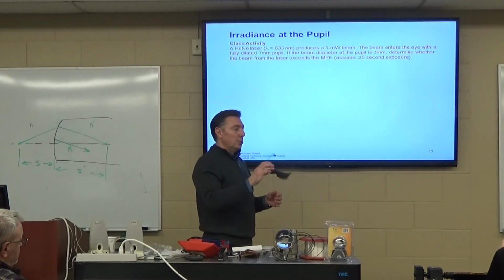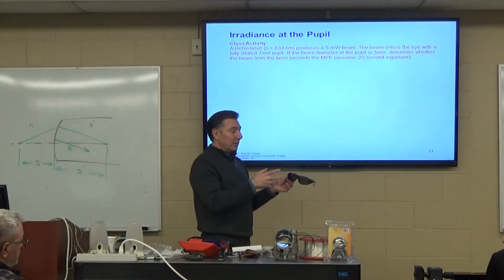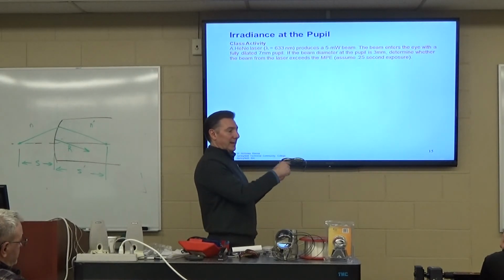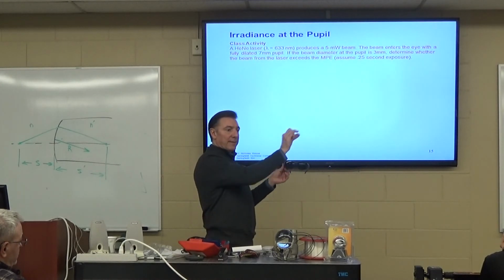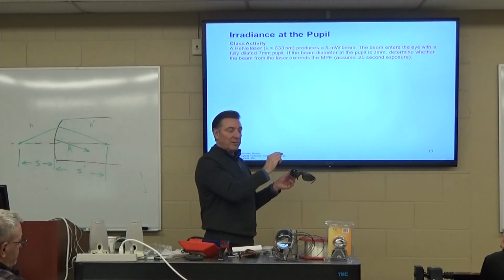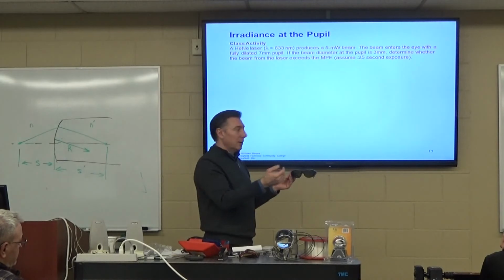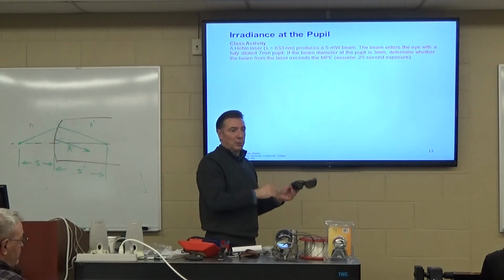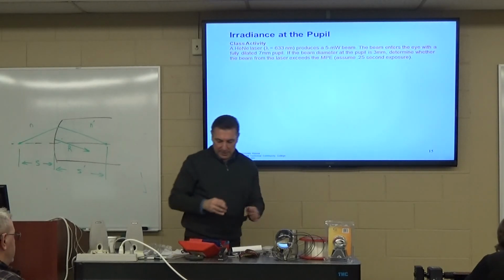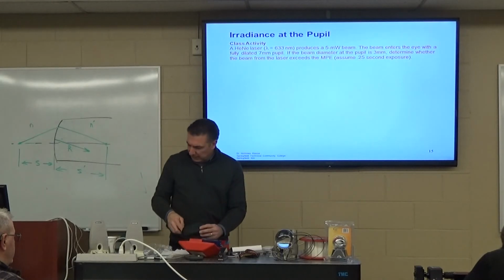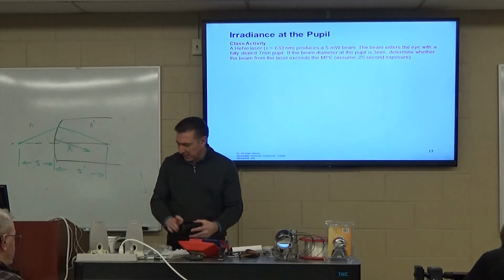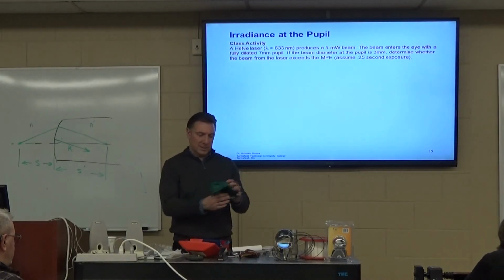But if you calculate the irradiance, and then divide it by that OD number, if it brings it down below 2.5 milliwatts per square centimeter, or whatever the chart says for that particular wavelength, then you should be okay.